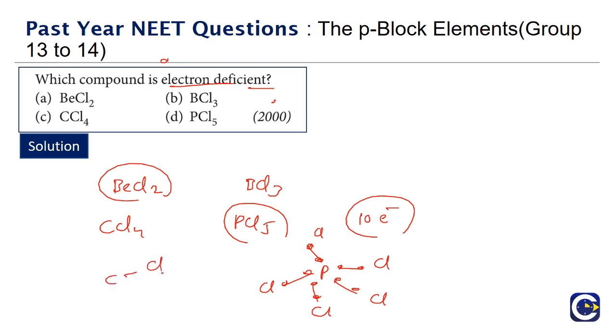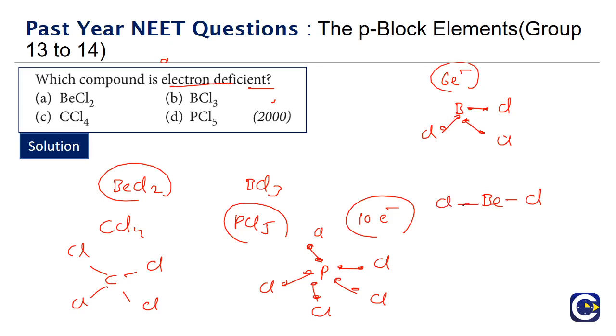CCl4 is exactly a molecule having an octet arrangement. Carbon will finally get an octet. Whereas in BCl3, boron, after forming the 3 bonds, will still be left with only 6 electrons. It will not be able to complete the octet. And if you look at BeCl2 as a covalent molecule, the beryllium will have just 4 electrons.